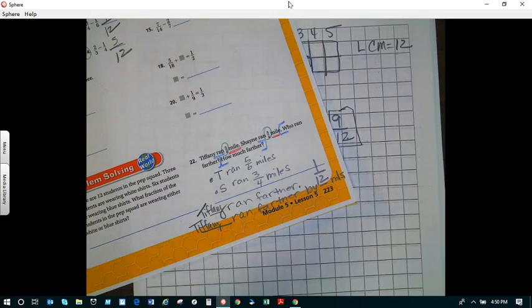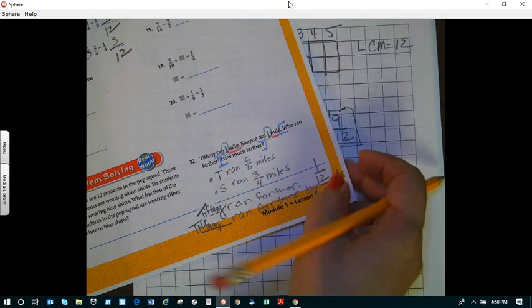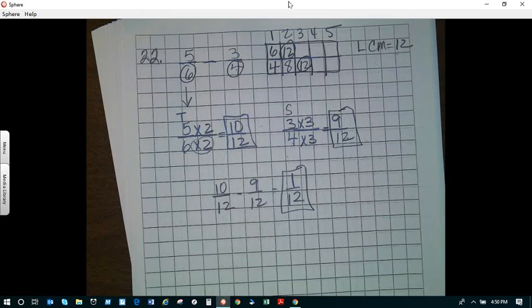By 1/12 miles. Okay? And that's the way you would do it. So I'm going to move that there, in case you needed to see that again. And make sure that you have your documentation and your color code. All right, let's look at the next page.